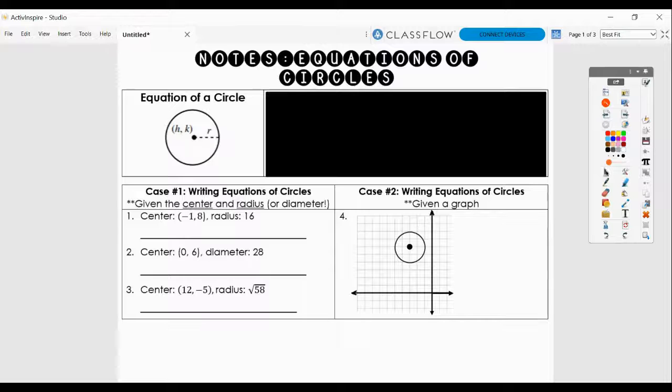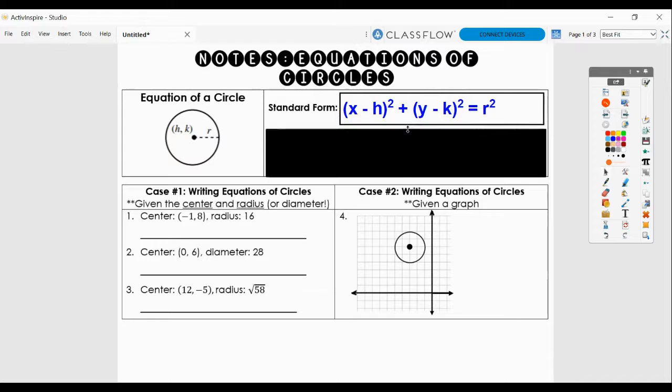In today's lesson, we're going to be looking at equations of circles. So we've been dealing with circles. Now we have their equation when they're placed on a coordinate plane. The standard form of this equation is the following. It states that the quantity x minus h squared plus the quantity y minus k squared is equal to r squared. x and y will be any point that lies on the circle.